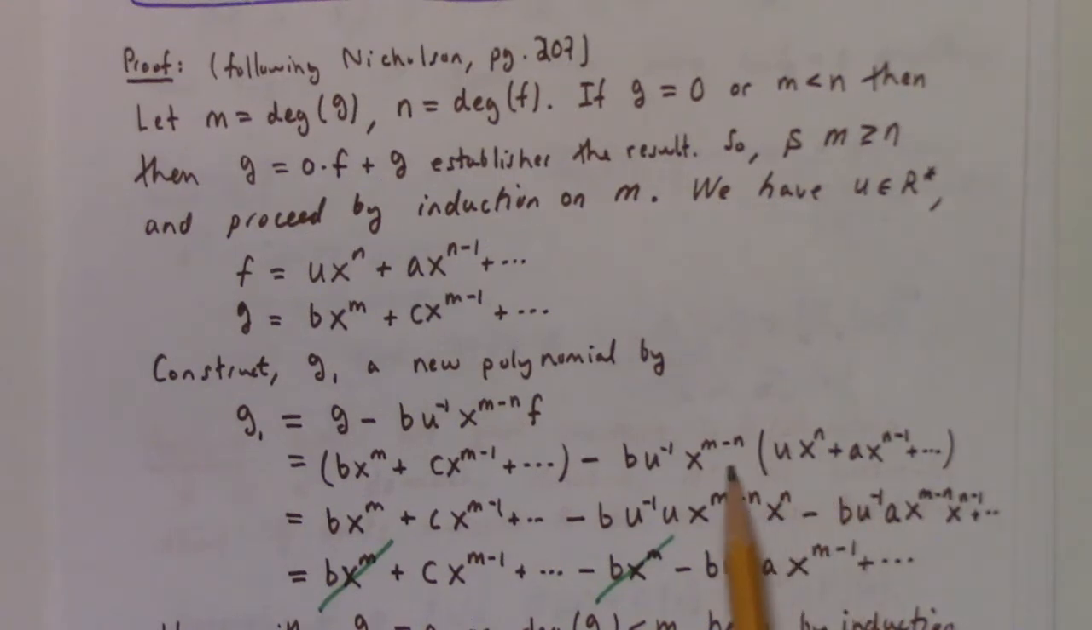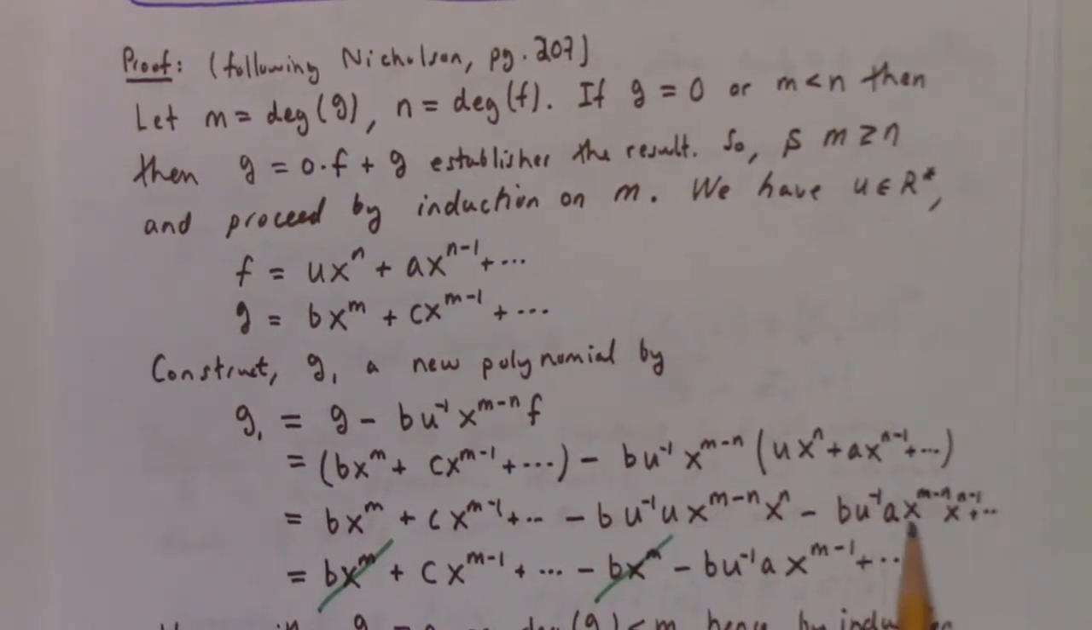I can push the a past that when I multiply, and then cleaning things up a bit, we get bx to the m minus bx to the m, which is the whole point of subtracting this thing, it cancels out the leading term in g, and so we're left with a polynomial that has order at most m minus 1. Now of course if g is equal to 0, then we're done.